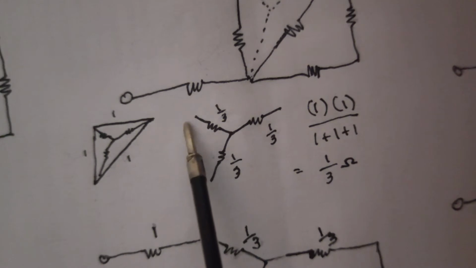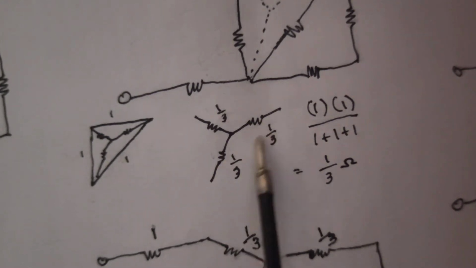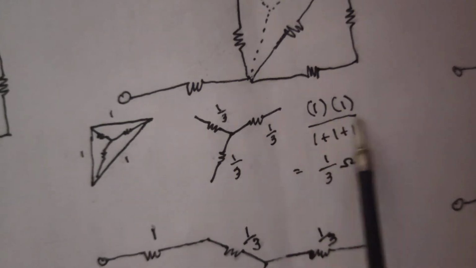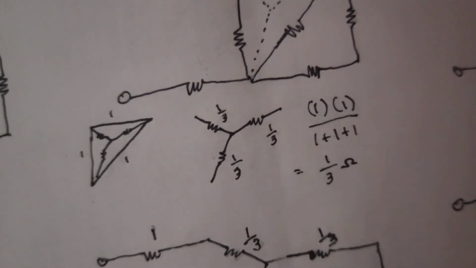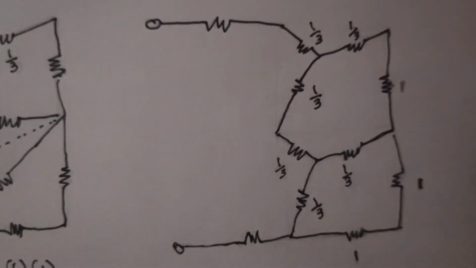Since the whole circuit has equal resistors, I assume that the resistances of the Y formation would also be the same, since they just follow the same formula. This is what it looks like after converting one delta formation to a Y formation. So this is the circuit after converting the two delta formations to Y formations.